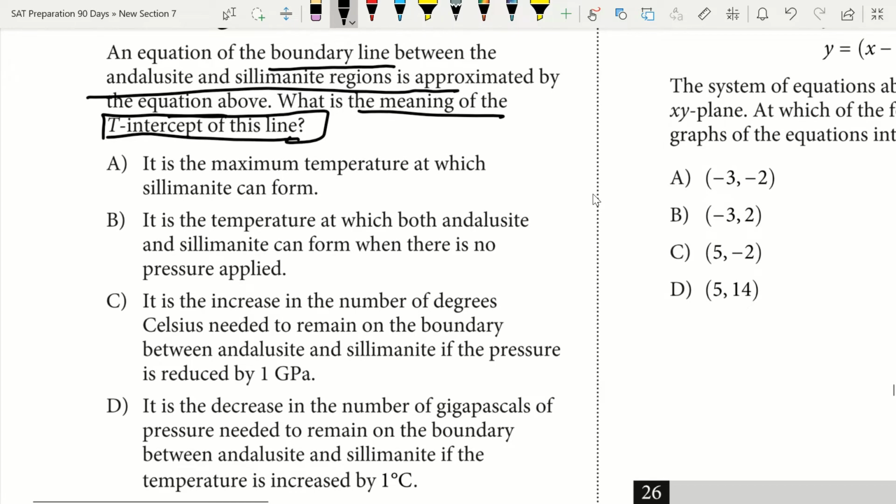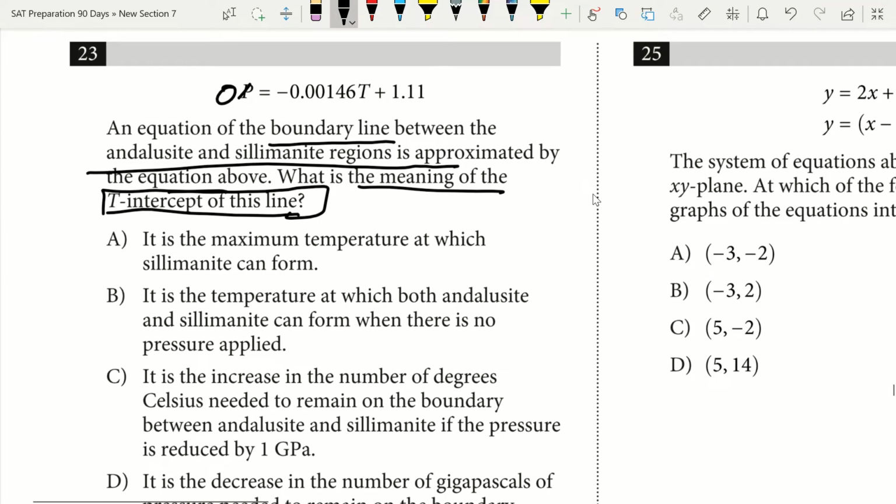It is the maximum temperature at which sillimanite can form. No, it's not the maximum temperature. Okay, that says nothing about pressure being 0. B, it is the temperature at which both andesite and sillimanite can form when there is no pressure applied. Okay, no pressure applied means pressure is 0. So yes, that's our correct answer, B.